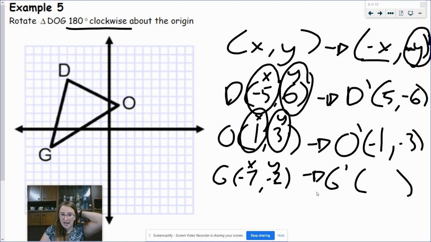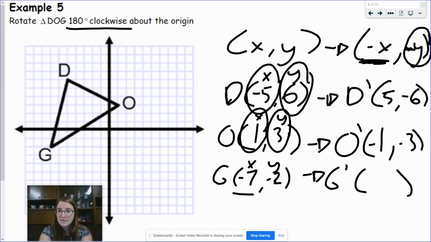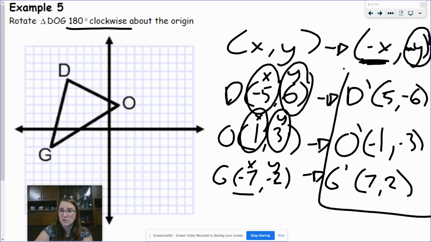I want you guys to try this last point. If this is your original point and we're going to change it to negative X, negative Y, what would our new point be here? Okay, if our old point was negative 7 and I need negative X here, that means this is a negative, that's a positive 7. Same thing is going to happen with the 2. It used to be a negative 2, and I want it to be a negative 2. That's positive. So here's my answers.